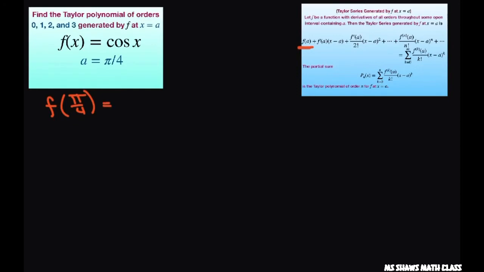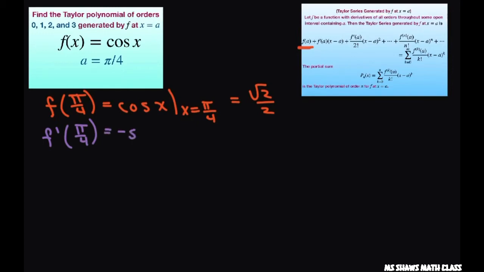So you just write down cosine of x. We're evaluating at x equals pi divided by 4, and that equals square root of 2 divided by 2. Now let's differentiate our first derivative, f prime of pi divided by 4. That's going to be negative sine of x, and at x equal pi divided by 4, that gives you negative square root of 2 divided by 2.